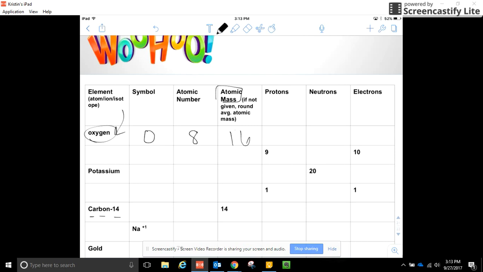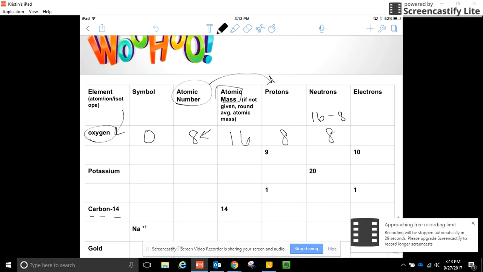Now I know that if the atomic number is 8, then that must mean there are 8 protons. And if I take the atomic mass, which is 16, and subtract the number of protons, that gives me the number of neutrons, which is 8. And then electrons is going to be the same as the protons because we have a neutral atom here.